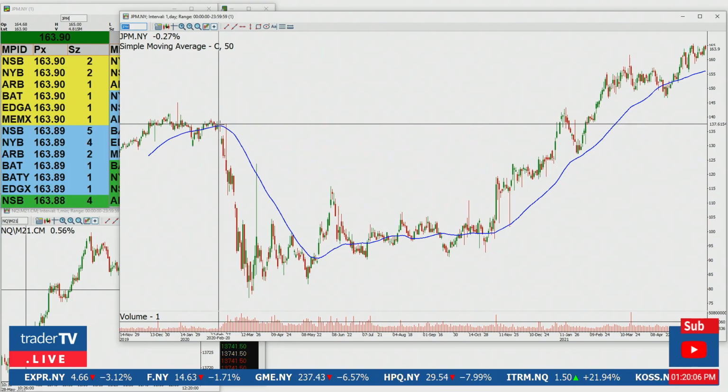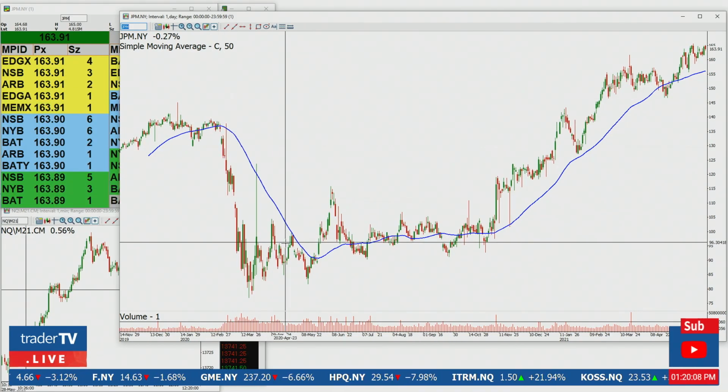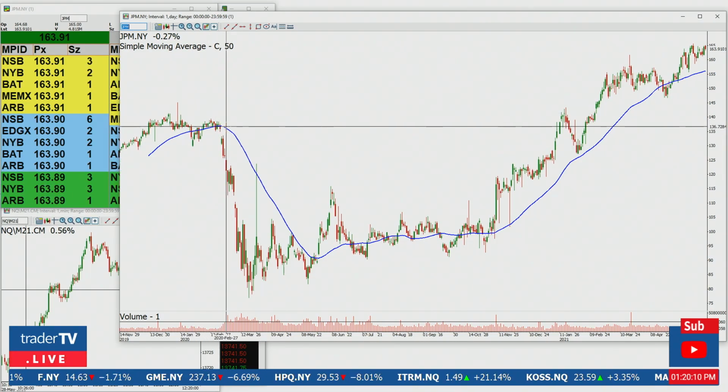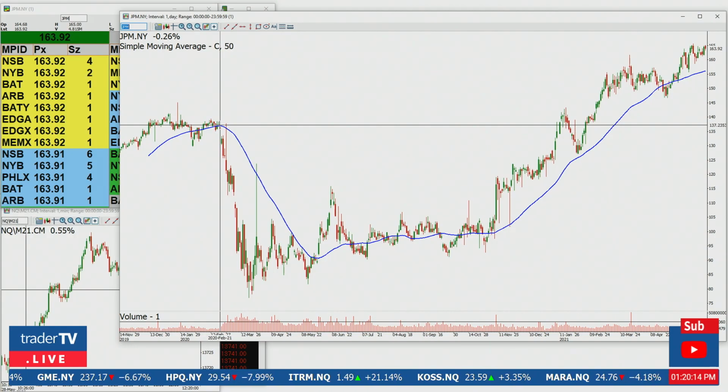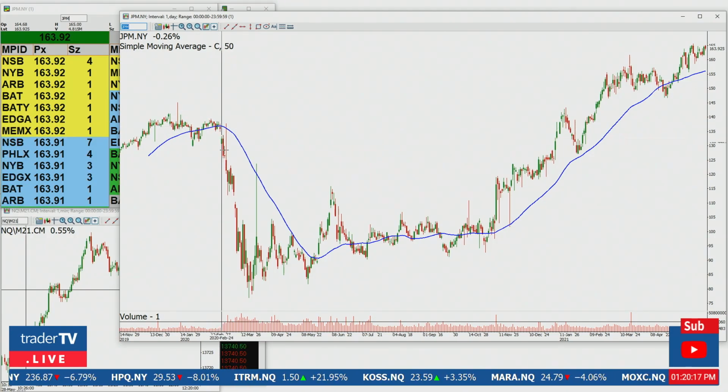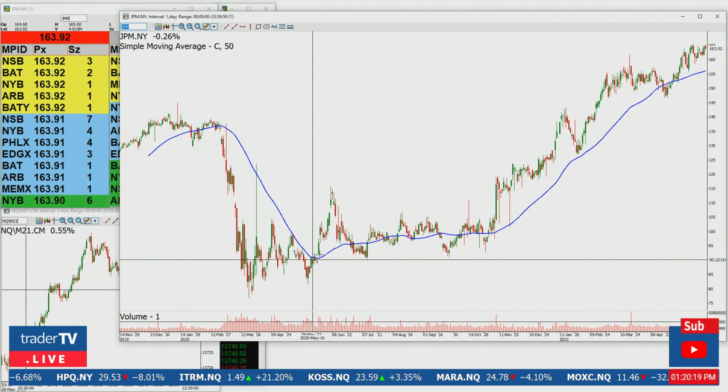So even back here, it predicts this move to the downside back in March of 2020. We know what that was. That was the coronavirus pandemic happening. You get a break of the 50 period downside. It gives you the whole trade, and then a break back up.